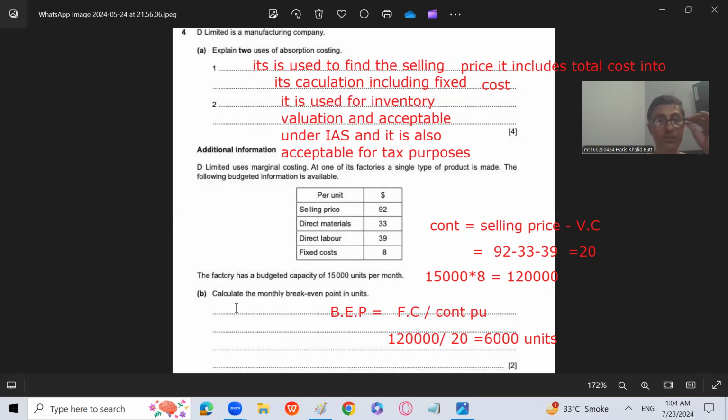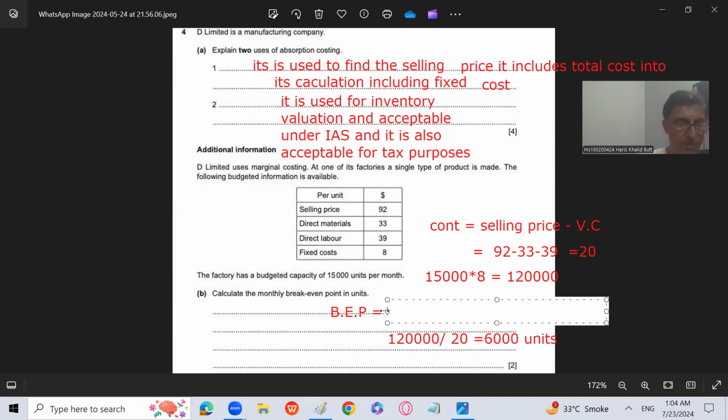The formula is fixed cost divided by contribution per unit. We have found first contribution per unit, selling price minus variable cost. And then we have gone for the formula that break-even point is equal to total fixed cost divided by contribution per unit. Let me write over here so you may not confuse this. Total fixed cost divided by contribution per unit. 15,000 units is the budgeted capacity into 8. Total fixed cost is 1,20,000 divided by 20 is the contribution per unit. So 6,000 units is the break-even point.